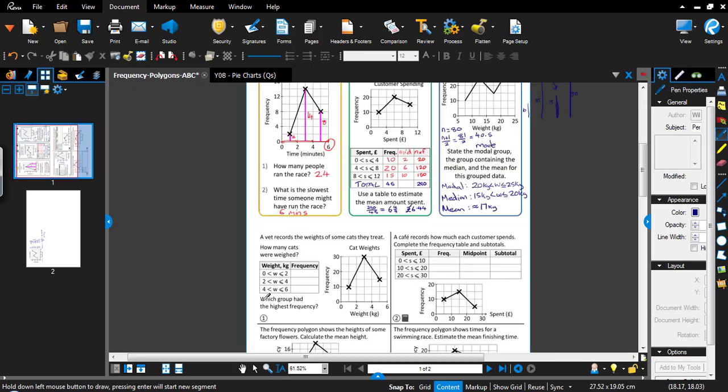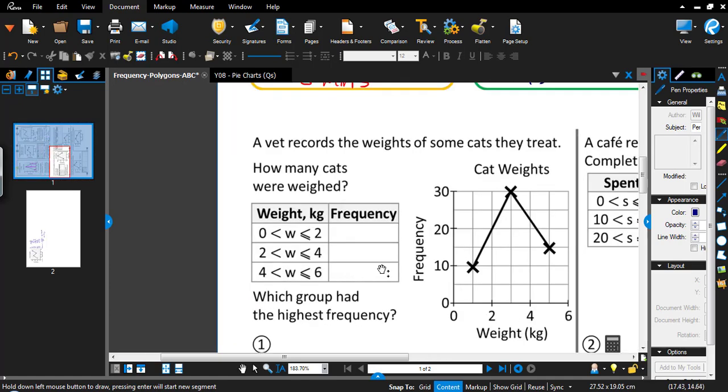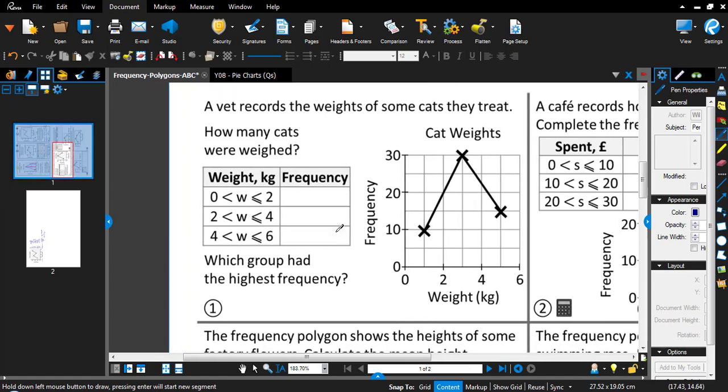Okie dokie. A vet records the weights of some cats they treat. How many cats were weighed? Well, from 0 to 2, we can see is 10. Between 2 and 4, we can see is 30. And then 4 and 6, we can see it's 15. Easy peasy. Which group had the highest frequency?